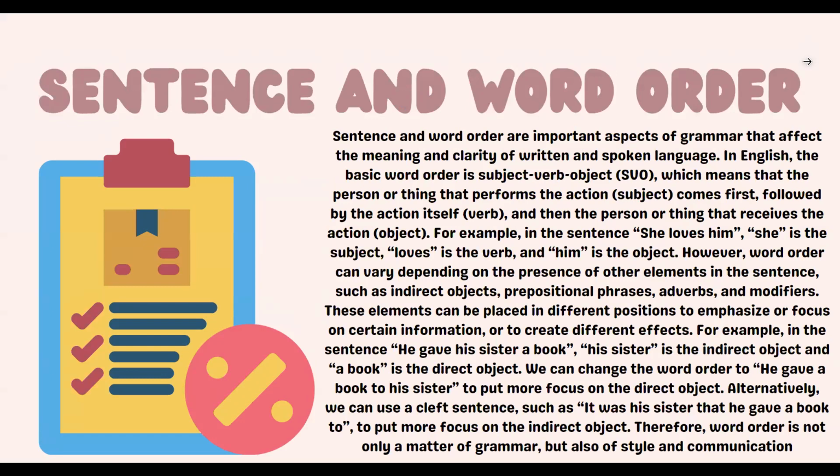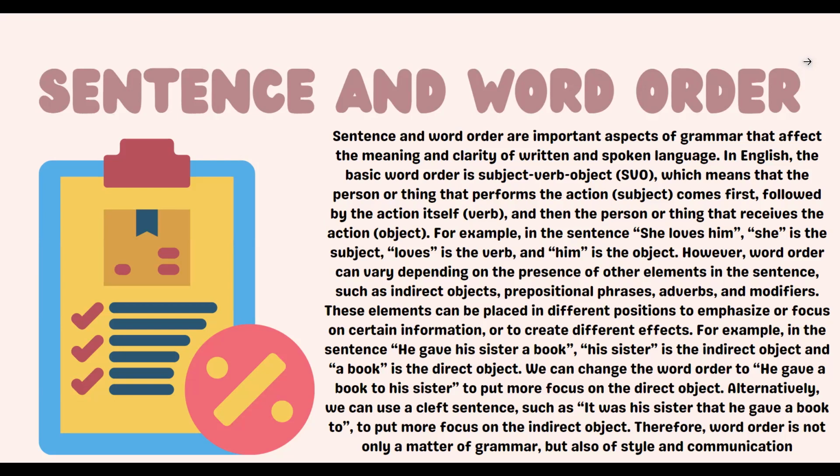So sentence and word order may not sound like they're that important, but whenever you learn a language, it's going to be very important, especially in English, because English is one of the only languages in the world that goes by a subject-verb-object order, also known as SVO. It means that the person or the thing, otherwise known as the noun, the subject comes first, followed by the action, the verb, and then the person or thing that receives the action, which is the object. So an object can be a noun or a pronoun. So an example is she loves him. She would be the subject, love would be the verb, and him would be the object.